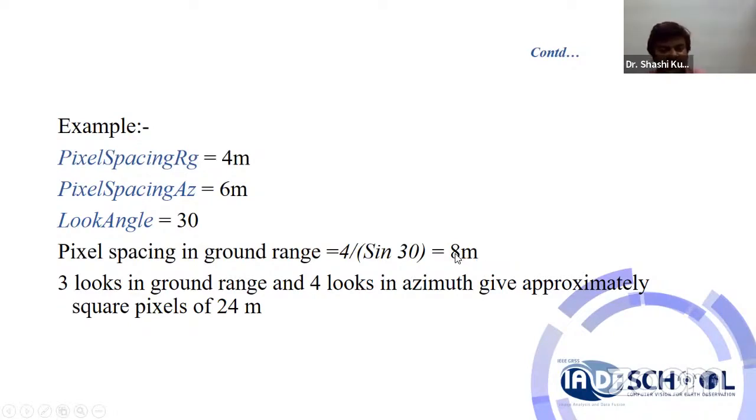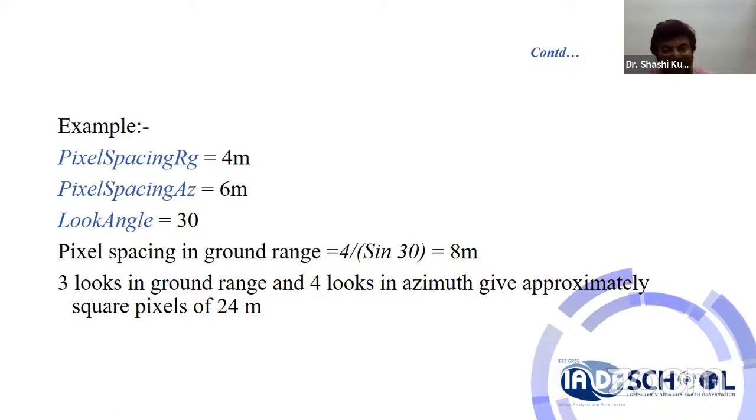Now here you can see that the pixel spacing in azimuth direction is 6 meter, and the pixel size in the ground range direction is 8 meter. So what will happen? The pixel will become rectangular. Now at that time, we will have to find out the optimal factors, or the number of pixels in range and azimuth direction, so that we can create a bigger pixel. So here you can see that if you take 3 pixels in range direction and 4 pixels in azimuth direction, we can create a 24 meter by 24 meter square pixel size.